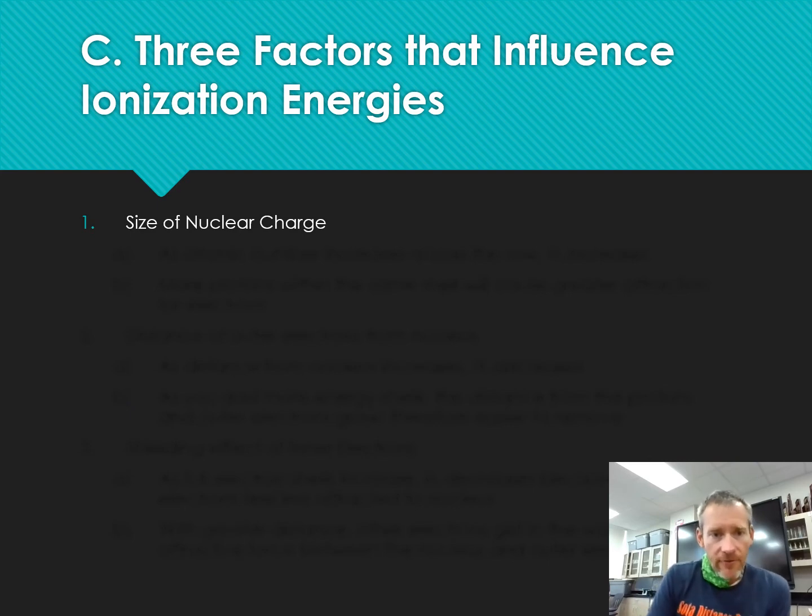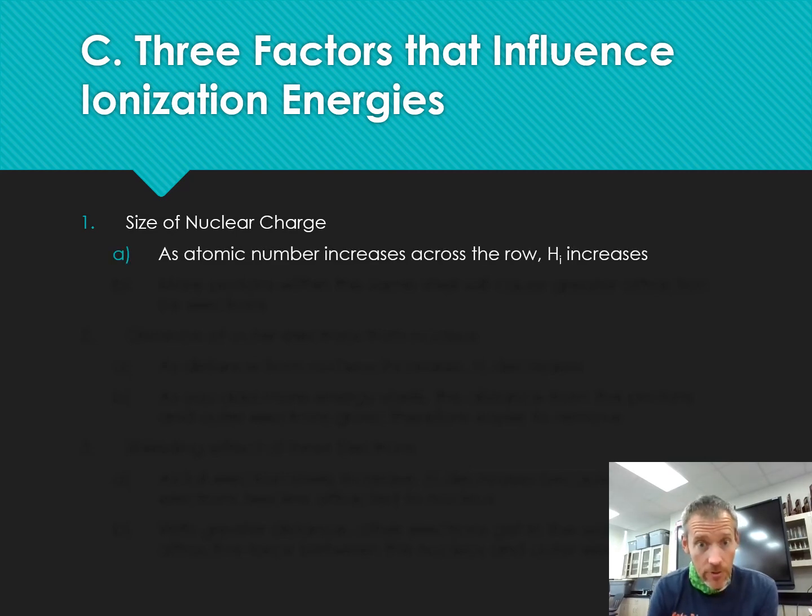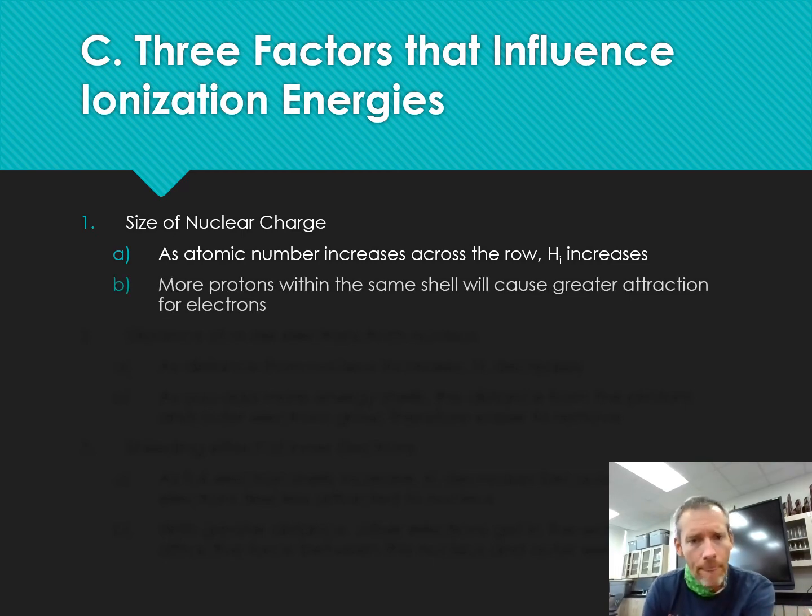All right, factors that influence ionization energy. The size of the nuclear charge: as the atomic number increases, ionization energy increases. The atomic number, the number of protons, is going to hold on to electrons more, so it's going to take more energy to remove them, which makes sense. More protons means more charge. More protons within the same shell will cause a greater attraction for the electrons.